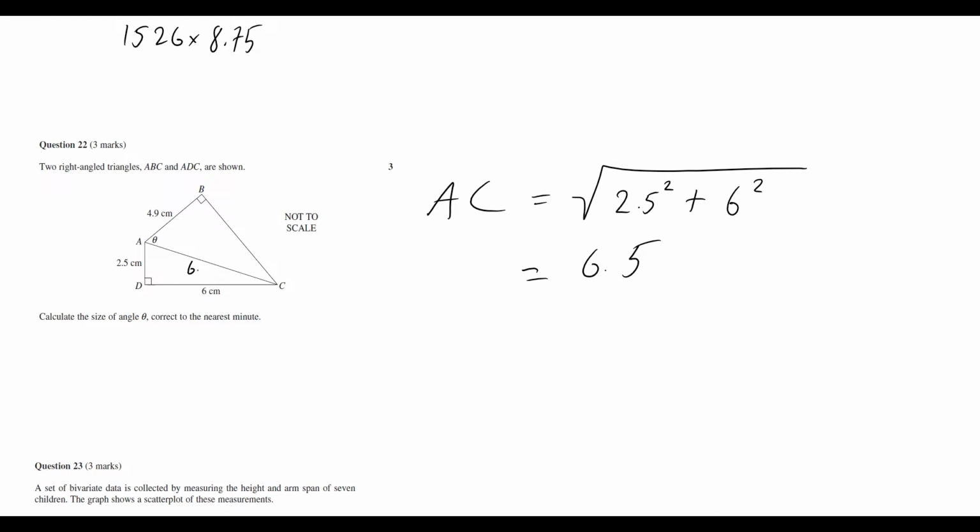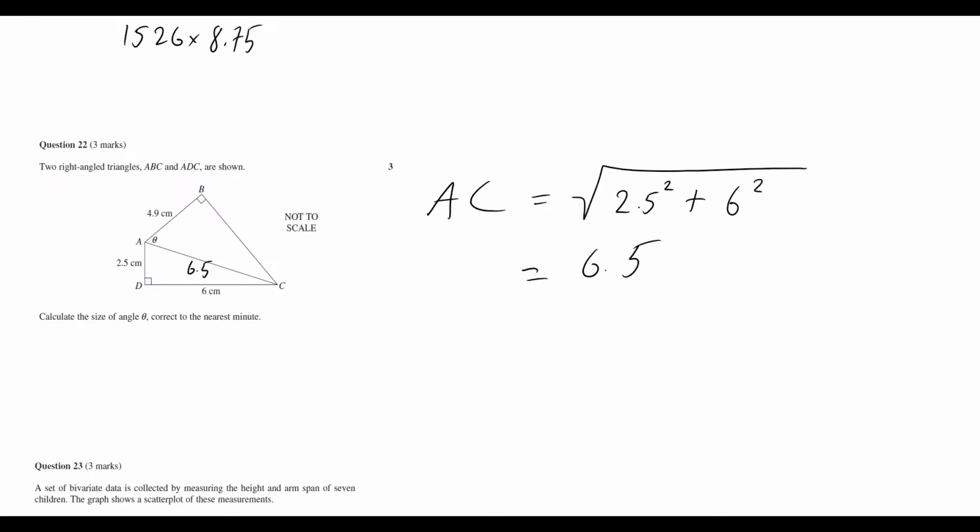And so we can just use Pythagoras' theorem to solve for that. So we can say that AC is equal to the square root of AD squared plus DC squared. So 2.5 squared plus 6 squared, and we find that that value is about 6.5. So now we can label our diagram there. So we know that AC is 6.5.